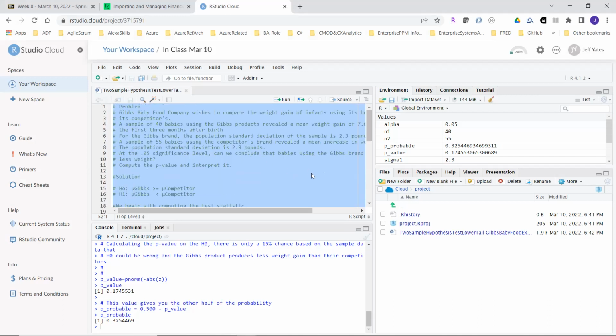All right, so there's that script for the two sample hypothesis test of the lower tail, and it's the Gibbs baby food problem.